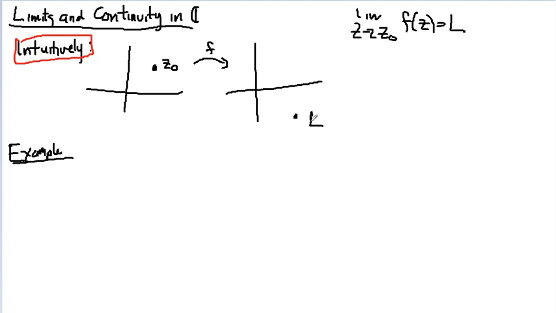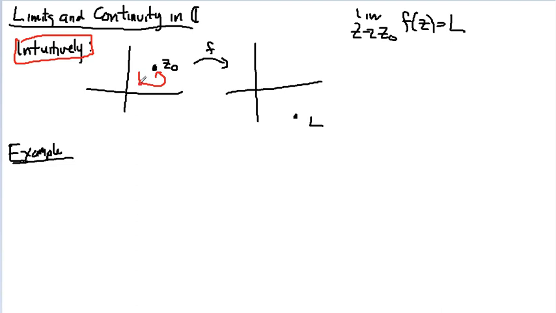Now, this is a little more complicated than regular old calculus, because there are more than two ways to approach z naught. You can't just approach from the left and from the right. You can approach from a curvy path like this, or from something like that, or something complicated like that. But for right now, let's just assume we approach something like this.